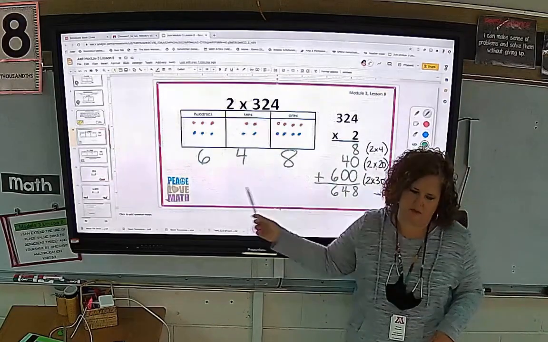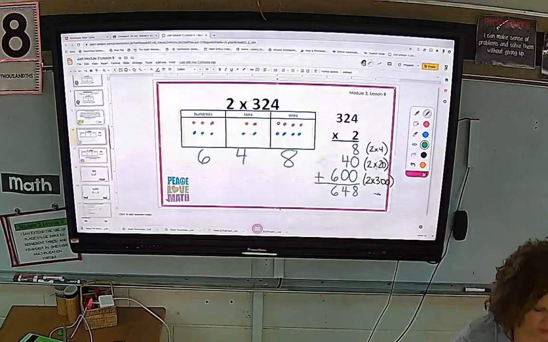So this is called partial product. This is using our place value chart. So that's 2 different strategies. And we're going to practice both of those.